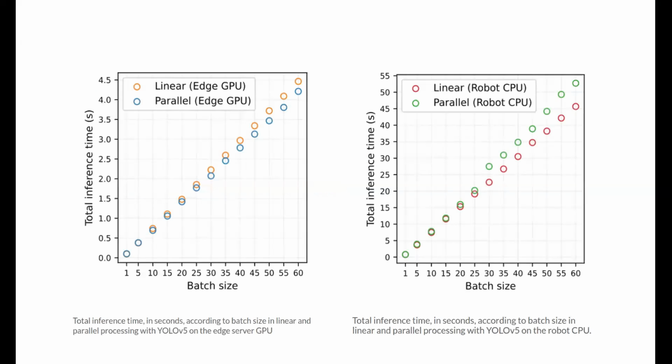On the edge server's GPU, the total inference time is faster in parallel than linearly. On the robot CPU, it is the opposite. In larger batch sizes, a greater gap in the total inference time can be observed between the two processing modes. We believe that this is because YOLO v5 is a fully parallelized application optimized for GPU.